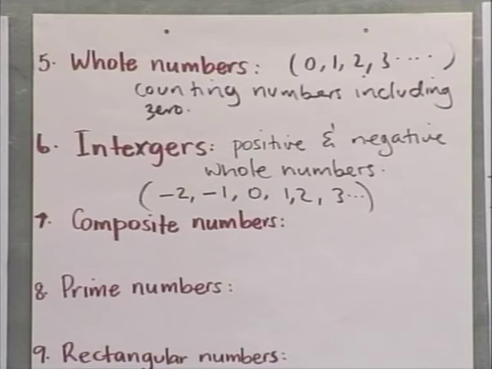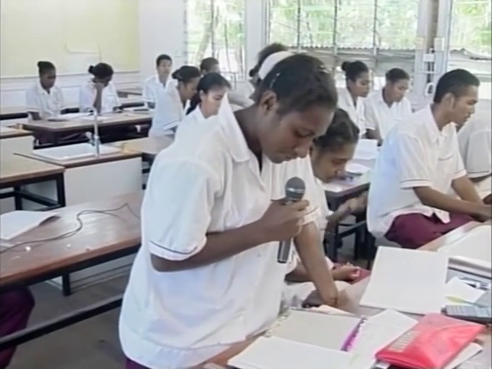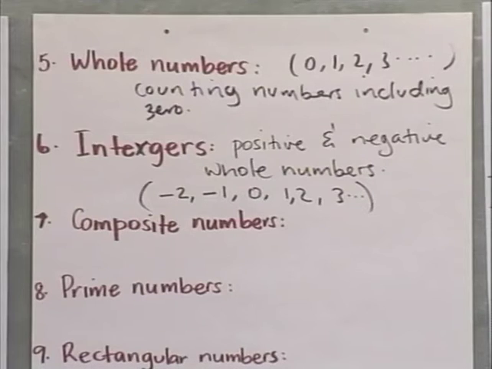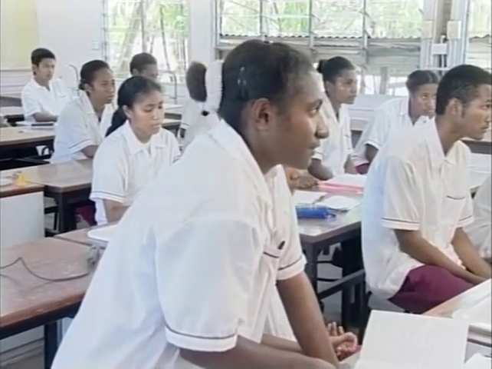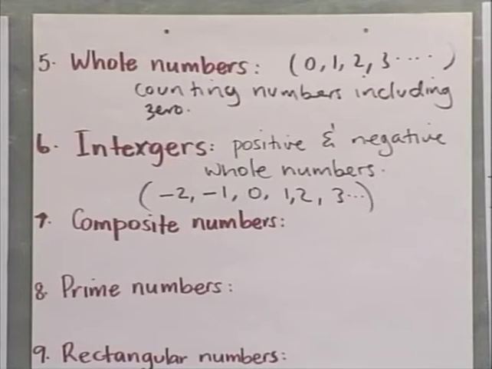All right, composite numbers. Rita, what are composite numbers? A counting number larger than 1 and not a prime number. Okay. Give me an example. 4. Why is 4 a composite number? Give me one reason. It has multiple factors. Which are? 2 times 2.